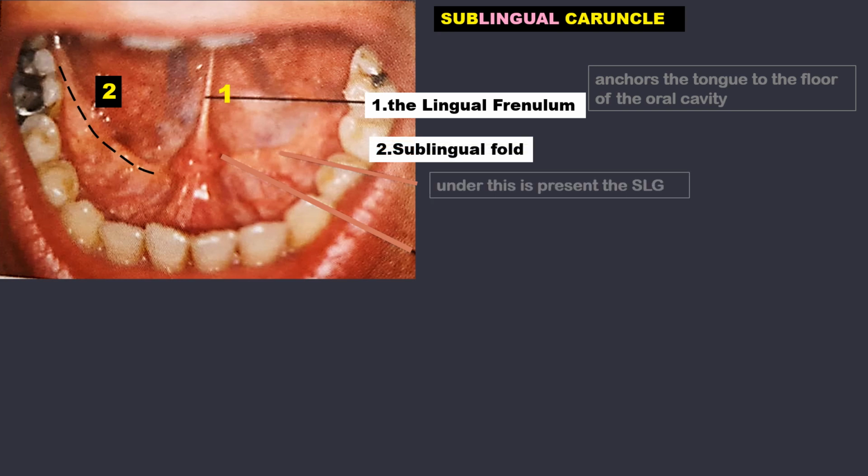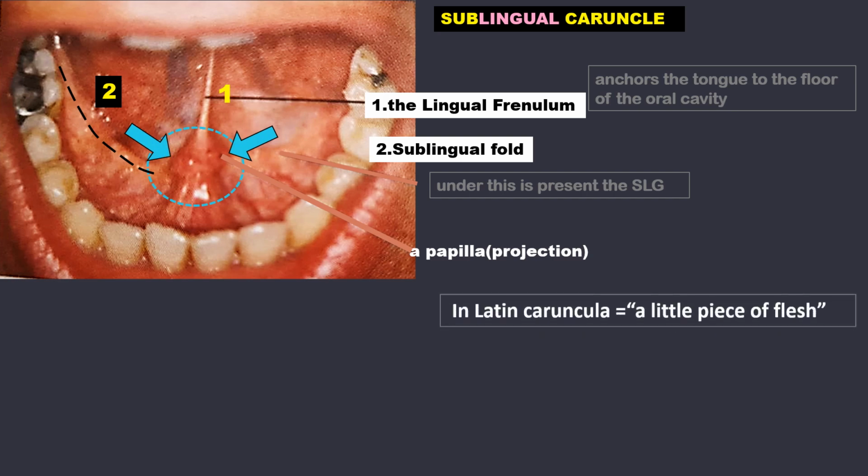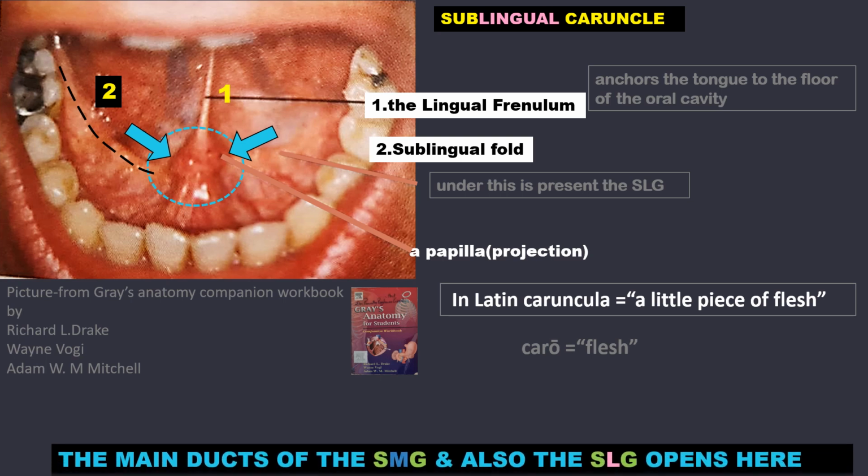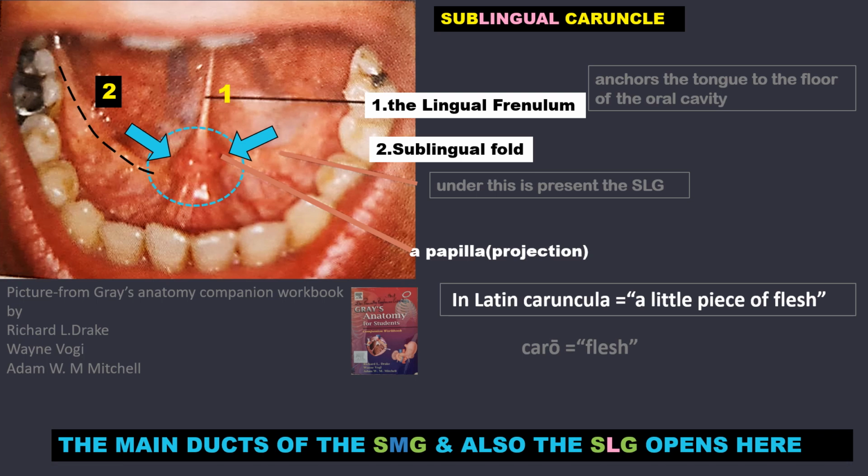Now where these two structures meet, in the midline, there is a papilla or a projection seen on both sides of the lingual frenum, and this is the sublingual caruncle. In Latin, caruncula means a little piece of flesh, and it looks fleshy in the image if you see. The main duct of the submandibular gland and also the sublingual gland open here in the sublingual caruncle.